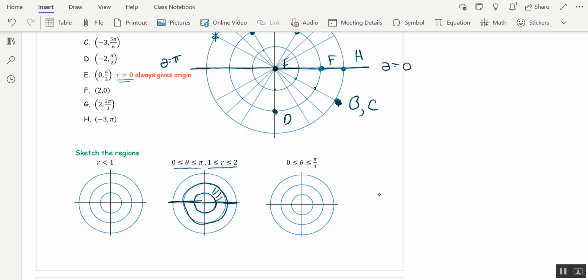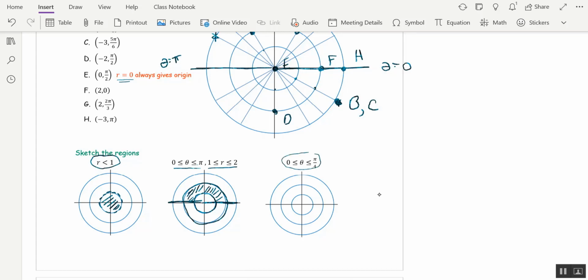So I'm anywhere on the top half of that donut. All right, now let's go over here to r less than 1. Again, r equal 1 is a circle of radius 1. So if I want r less than 1, first of all, I'm going to dot in this circle to indicate these points are not in my region. And then r less than 1 is going to be any point inside of that circle. No restrictions on theta.